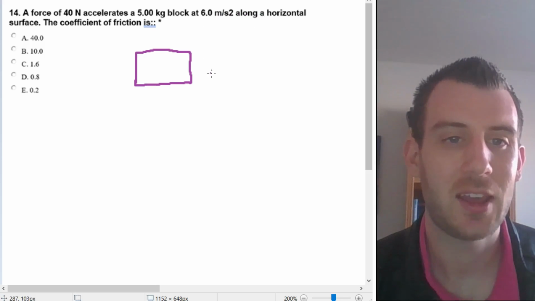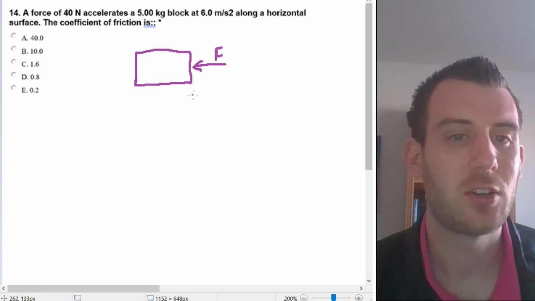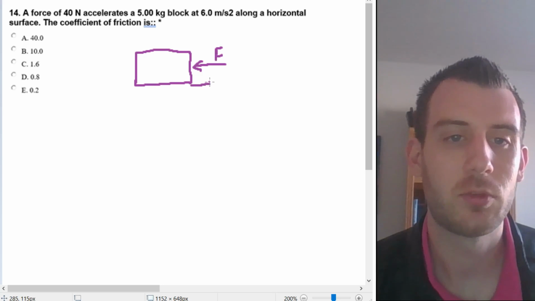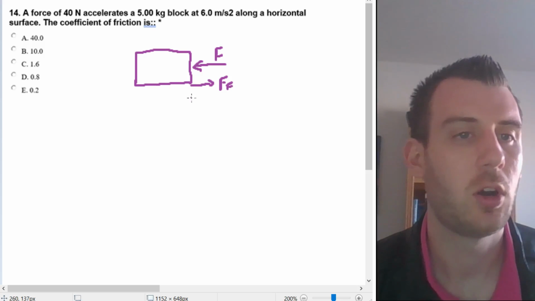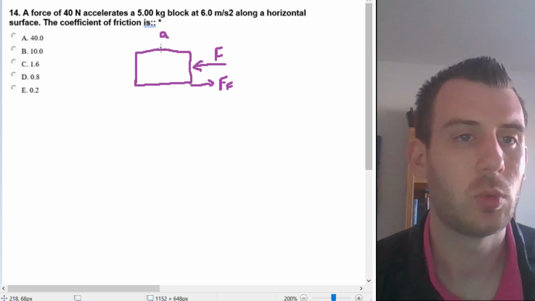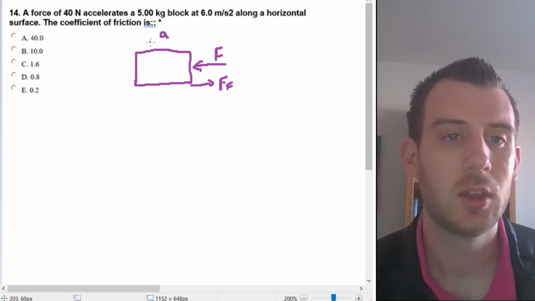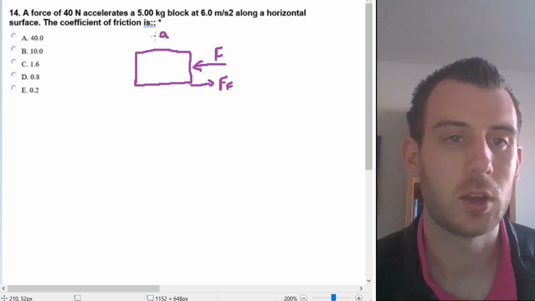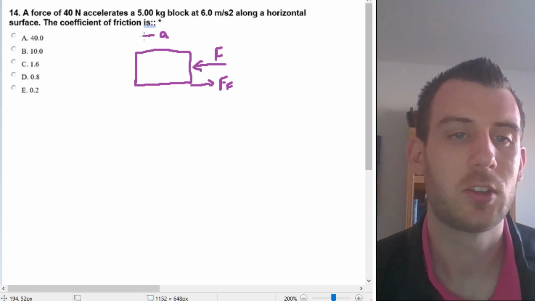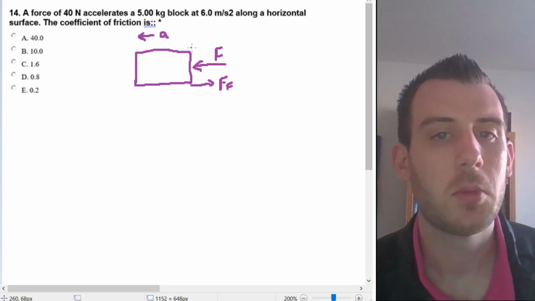It doesn't say anything about an angle, so I'm just going to say that it's a force acting on it. It does say that there is friction, so I'll write that as the force of friction. What else do I have? I have an acceleration. Well, friction never creates its own acceleration. It's just going to impede that or get in the way of what we're trying to do. So the acceleration is going to go that way, because that's the way that we are pushing it.